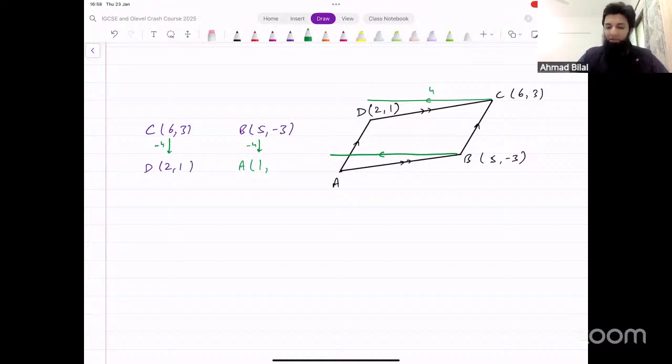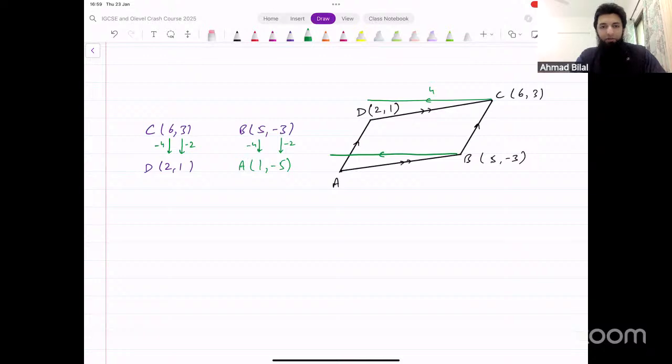Okay, and similarly, how many units do you have to go on the y-axis in order to go from 3 to 1? You have to go 2 units down, that's -2. You go the same number of units on the y-axis in order to go from B to A as well, and that will give you 3 minus 2, and that is 1. So the coordinates of A therefore are 1 and 1. Sorry, that's not correct. It should have been minus 3 minus 2, that's minus 5. So 1 and minus 5. These are the coordinates of the point A, 1 and minus 5.